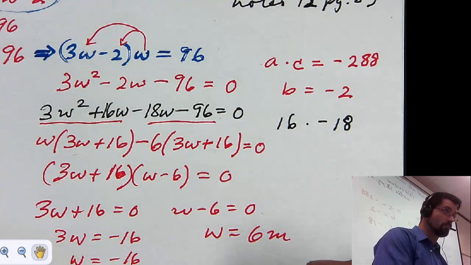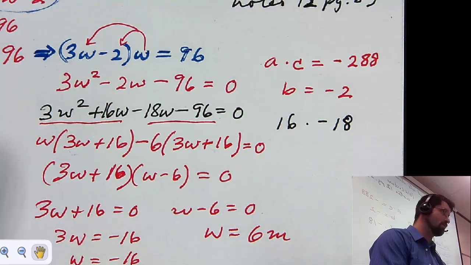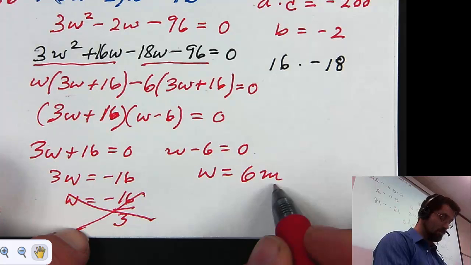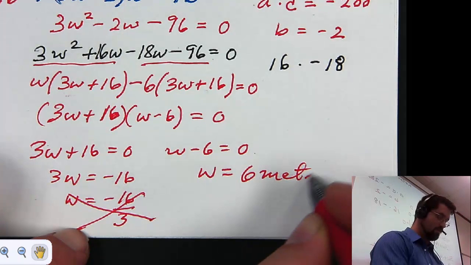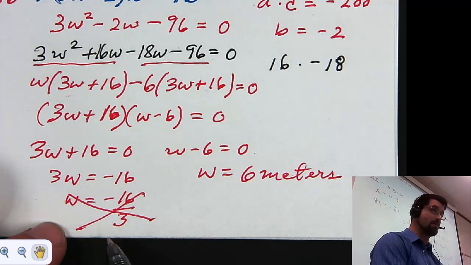Why am I saying that's invalid? Because it's negative. Not because it's a fraction. You can have a fractional unit of measure. That happens all the time, right? 5.5 feet. All right, but the problem here is a negative. You can't have a negative width. My answer is 6, not 6m, but 6 meters. Let me put meters here. This one is invalid.